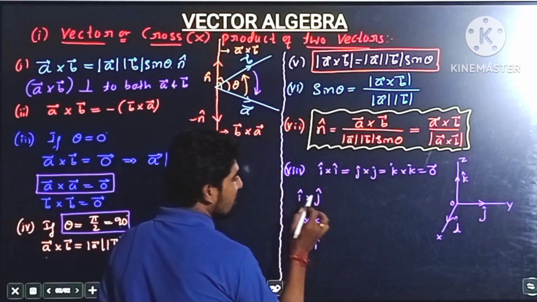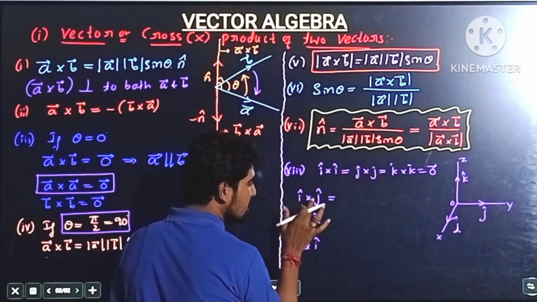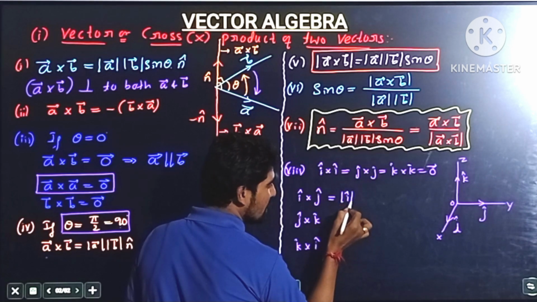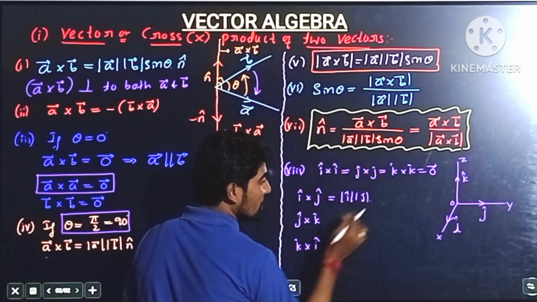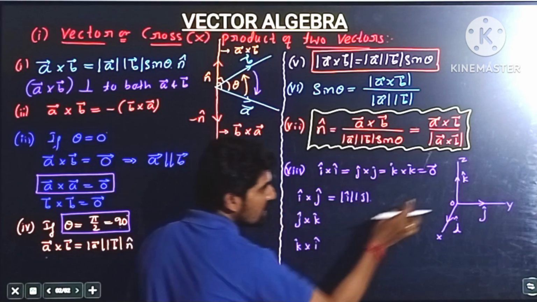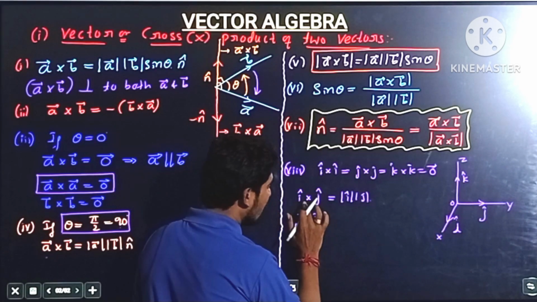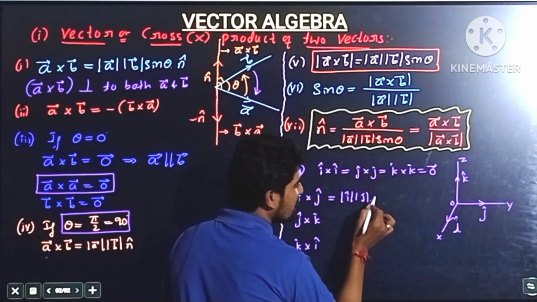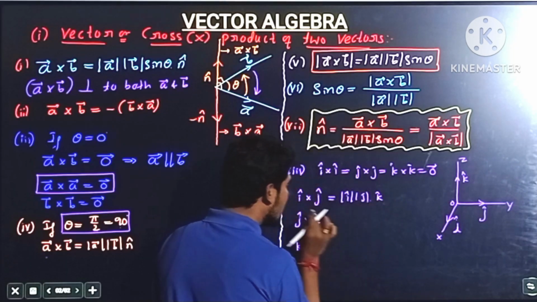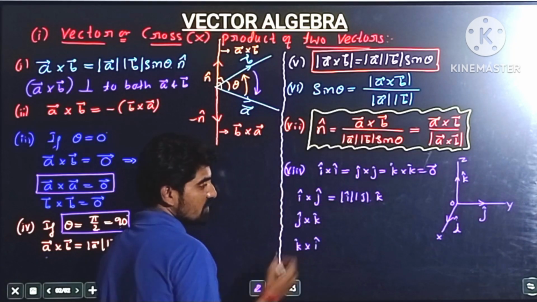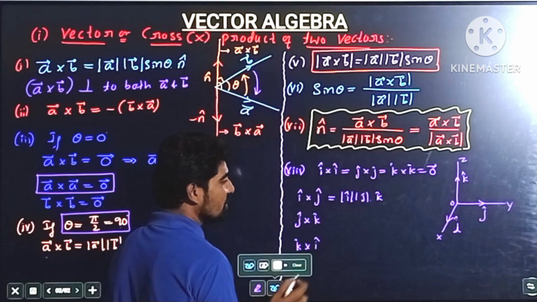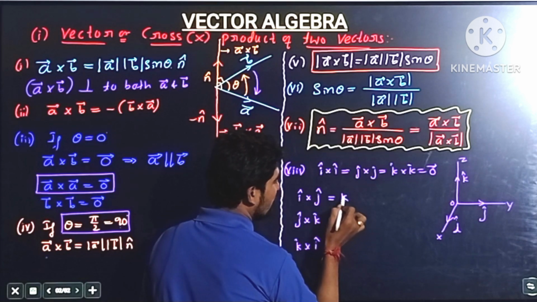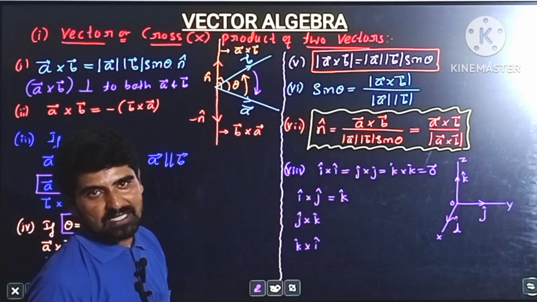It means i cap cross j cap is equal to, because i and j are mutually perpendicular to each other, the product of their magnitudes, magnitude of i into magnitude of j into the unit vector perpendicular to both i and j, which is k cap. So k cap is a unit vector perpendicular to both i and j. As you know, i cap and j cap are unit vectors, therefore their magnitude is equal to 1. So 1 into k cap is k cap. Therefore, i cap cross j cap is equal to k cap.